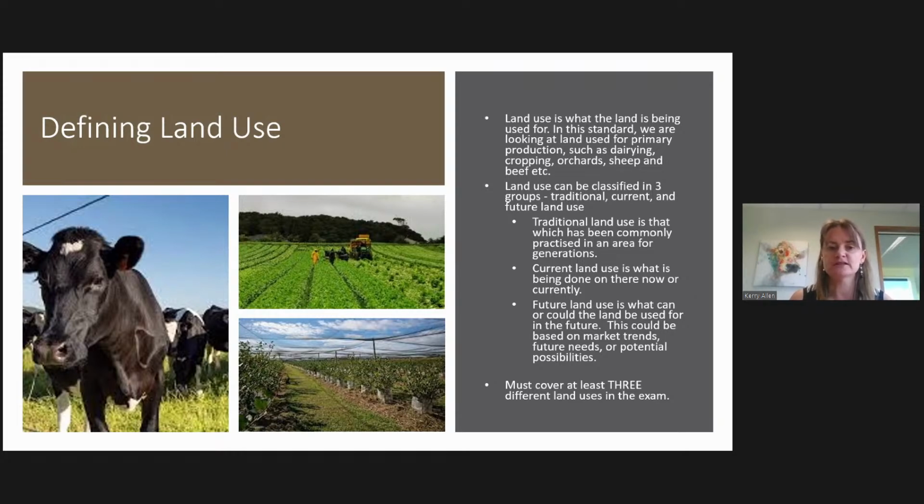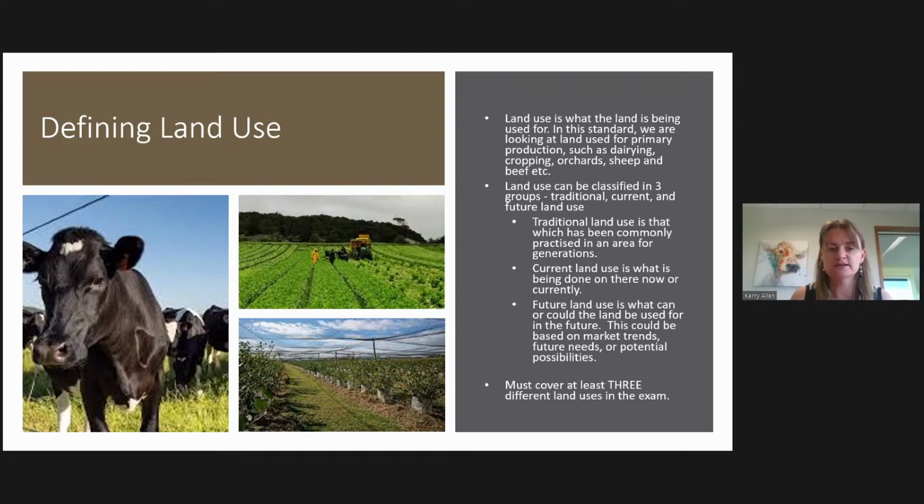So traditional are things that have been there for a long period of time or have been there before. So such as a lot of areas have been in pastoral, so been in sheep and beef, and then something's happened to mean they've changed land use. So tradition is what has been there commonly or in the past. Current is now. What is being done there now or could be slightly changing to in the next year or so, but what is there now? That is our current use.